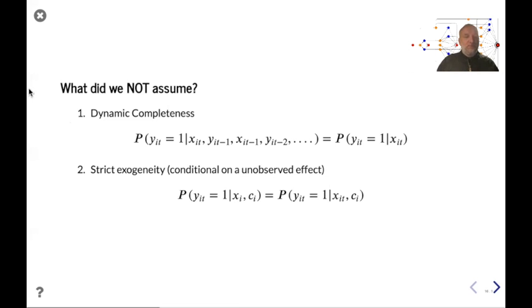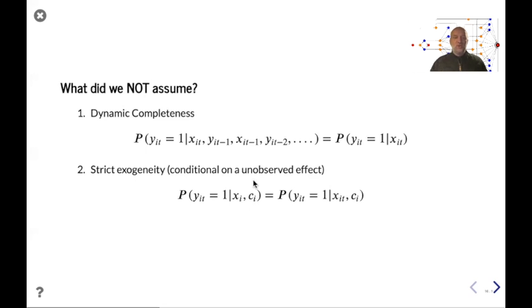So there's other types of assumptions that are a little bit more restrictive that you could make. For example, dynamic completeness, or even strict exogeneity. So contemporaneous exogeneity is obviously less strict than strict exogeneity, and has a little bit of the flavor of the sequential exogeneity assumptions that you've seen from our treatment of dynamic linear panel data models.